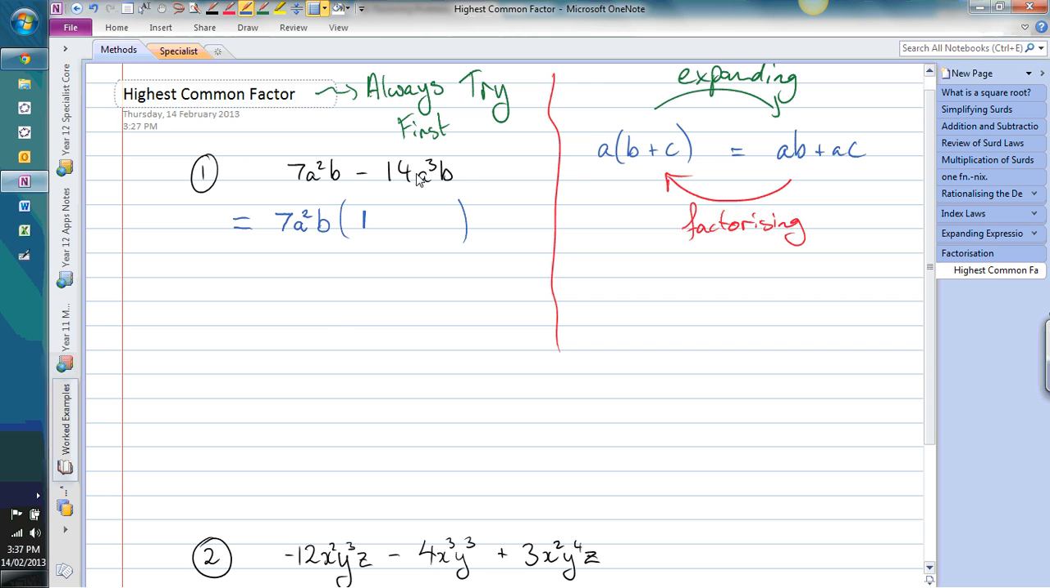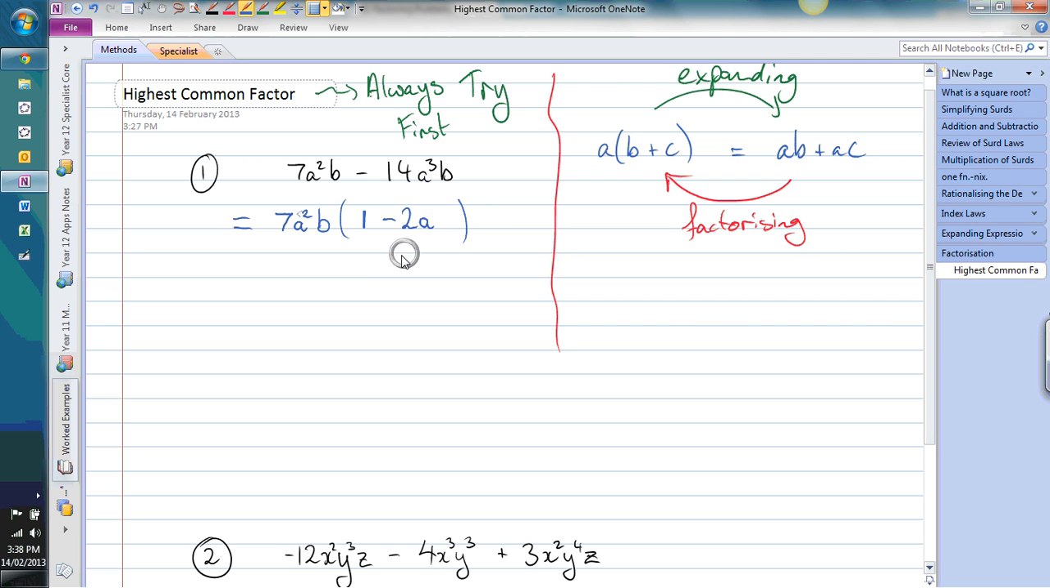The second term, if I divide it by 7a squared b, well, dividing the 14 by 7 will give me 2, and in fact it's a negative 14 divided by 7, so it's going to be negative 2. Dividing a cubed by a squared, thinking my index laws, something cubed divided by something squared, subtract the powers, it's going to be a. And b divided by b, that's just 1. I don't need a b in here at all. So that's going to be the factored form of this expression.